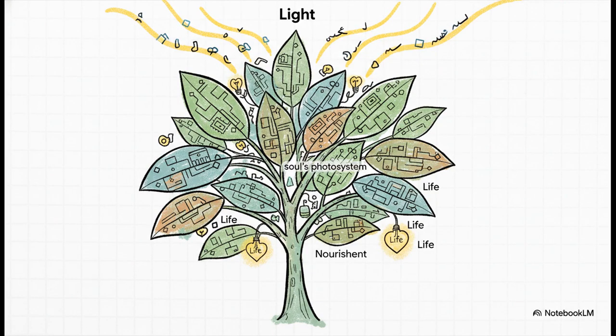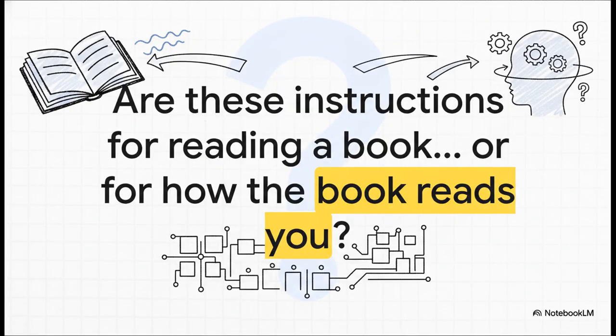So, what's the bottom line? If you think of the human soul as being like a plant's photosystem, and divine revelation is the light, then the Muqatta'at are the specific, non-negotiable instructions for how that system is supposed to convert that light into life, into actual nourishment, growth, and fruit. Which leaves us with a pretty fascinating final thought to chew on. When we encounter these letters, are we just looking at a set of instructions for how to properly read a book? Or are we actually engaging with a living system that's designed to process our own state, a book that is in fact reading us?